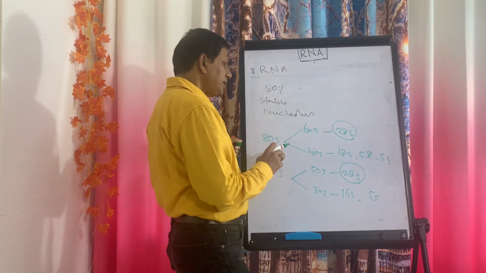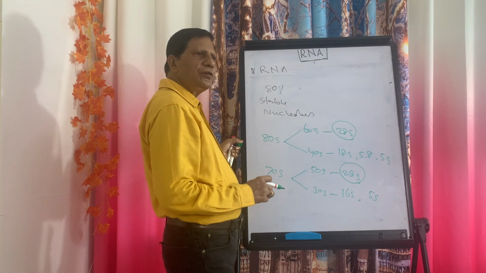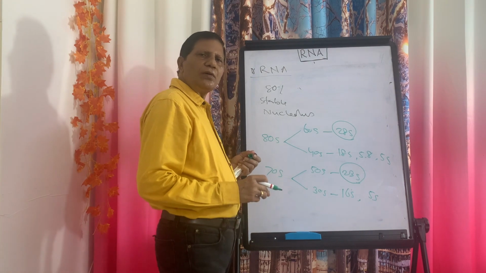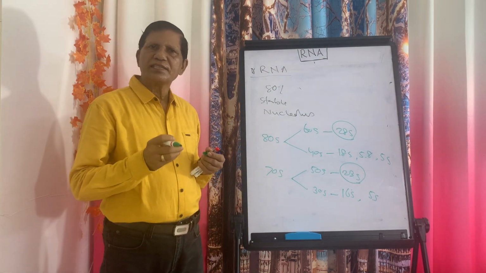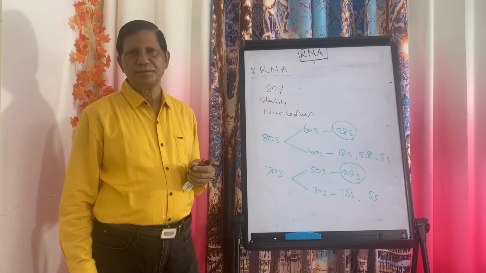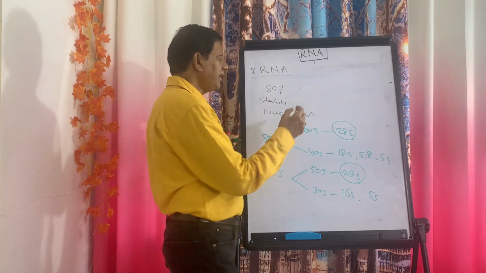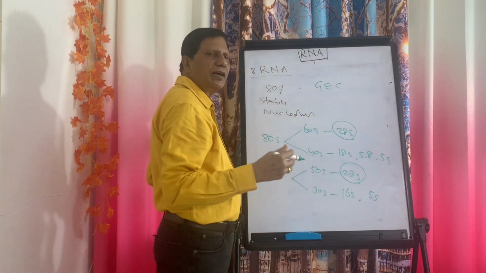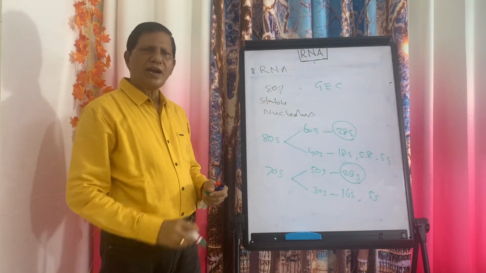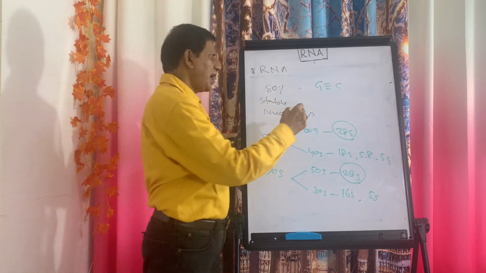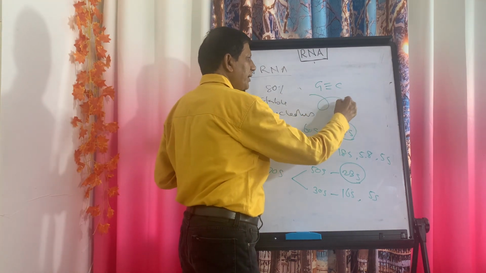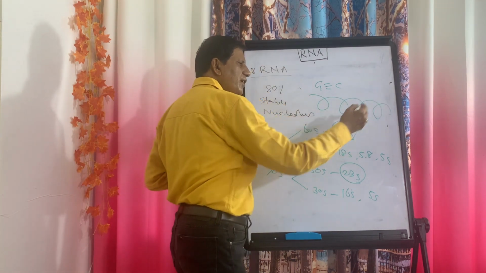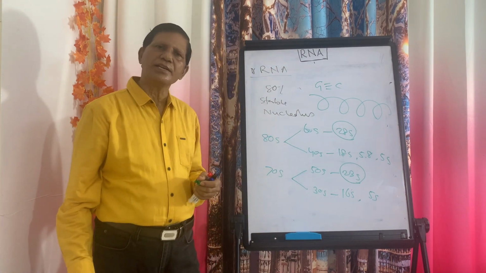Now, this rRNA also plays a very important role in the six kingdom system of classification. And in rRNA, we can get more content of GC than AT. And it is very long, so long that sometimes it may be coiled. But even if it is coiled, the stability is not destroyed.